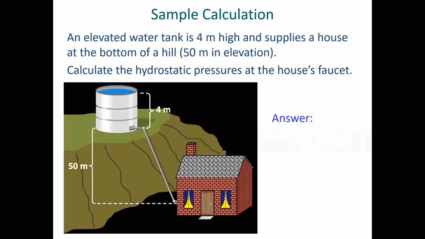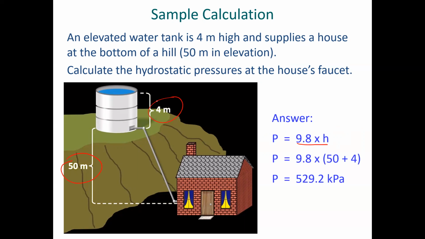For fire suppression or something like that. So you can see here's the problem. It is 50 meters above the house, but there's 4 meters of water in it. So how do we do that calculation? Very simple, 9.8 times height. The height is 50 plus 4. We add those two values together and then multiply by 9.8, and we get 529 kilopascals.